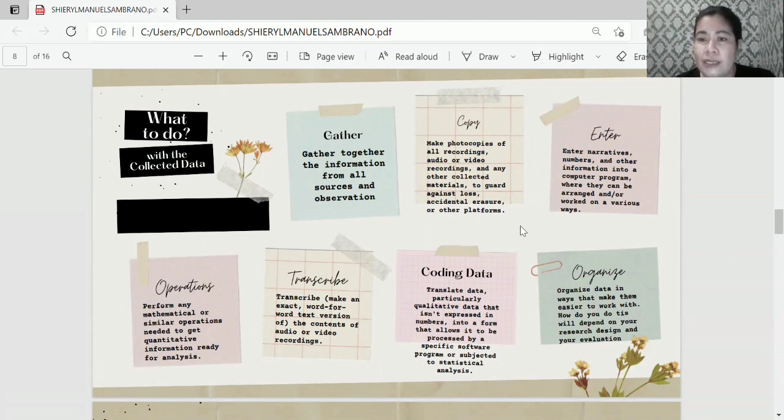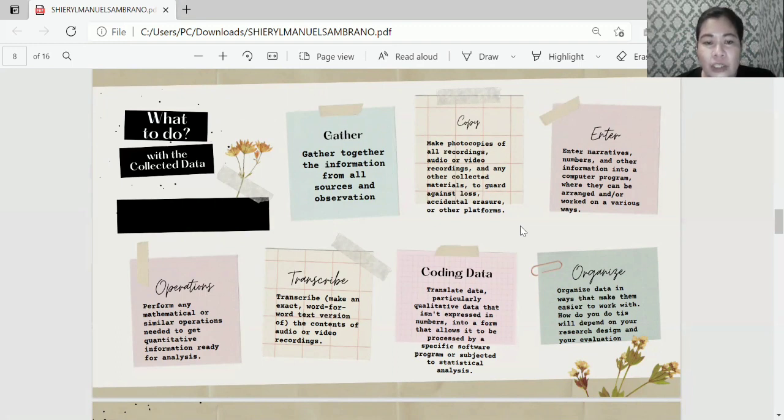The next one is enter. Enter narratives, numbers, and other information into a computer program where they can be arranged and or worked on in various ways. The next one is the operations. Perform any mathematical or similar operations needed to get quantitative information ready for analysis.